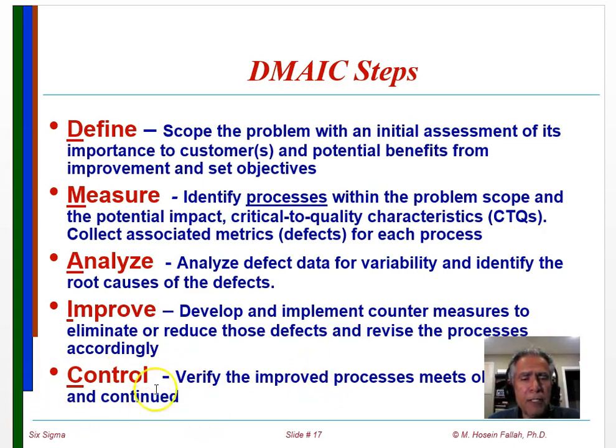And then we get to the final phase, which is the control phase. This is to verify that the improvement has actually achieved the project objectives and to put in mechanisms so that it can be sustained over time. So those are the steps. Now, depending on the complexity of the project, sometimes the tools that are used are more complex, and sometimes they are not as complex as we think they could be or should be. But they all follow these five steps.